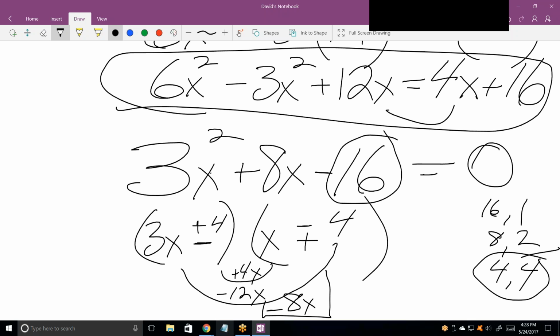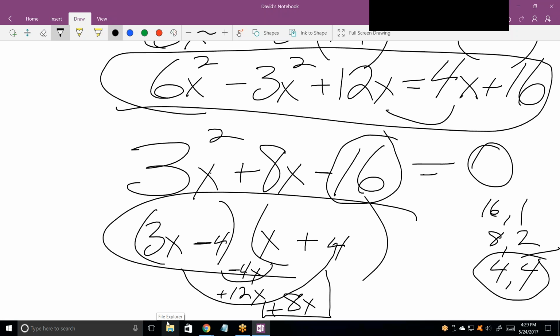In other words, if you get the right number but the wrong sign, then the only thing you have to do is move that 4 down to there, that 4 down to there. And now, when you check the middle terms, you'll get minus 4x and plus 12x, which turns into plus 8x, which is our middle term. So we know we've done it correctly.